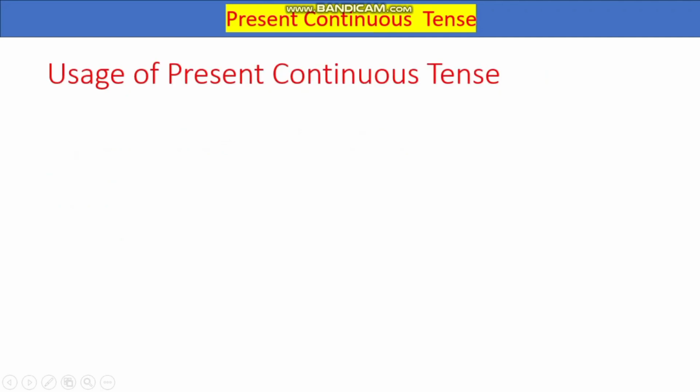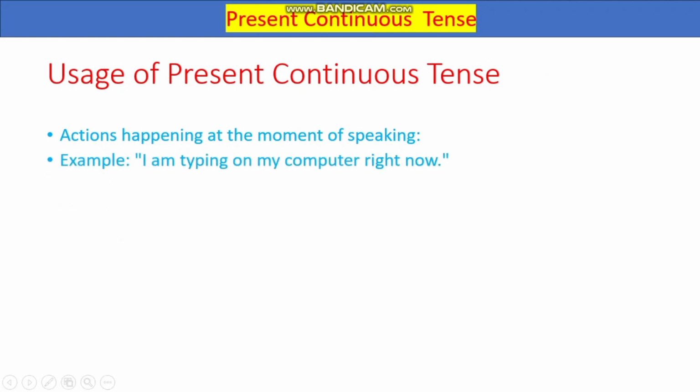Usage of present continuous tense. What is the usage of present continuous tense? The very first thing, actions happening at the moment of speaking. At the moment of speaking, what kind of actions are happening? You have to use present continuous tense while presenting the actions through your speaking. Okay, next, for example: I am typing on my computer right now. Right now I am doing this action.